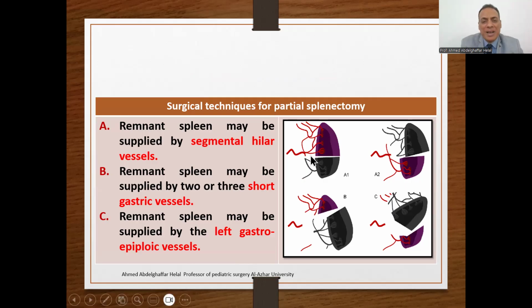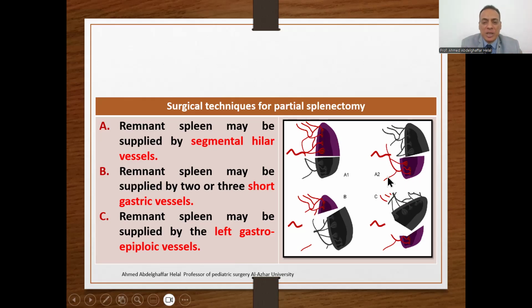So you may have to leave the remnant spleen supplied by the segmental hilar vessels. As we know, the splenic artery has different configurations and divisions inside the spleen with a different segmentation. So you may leave the part supplied by segmental hilar vessels, maybe upper or lower, as in these 2 images, upper hilar vessels or lower hilar vessels, branches from the main pedicle supplying the spleen.